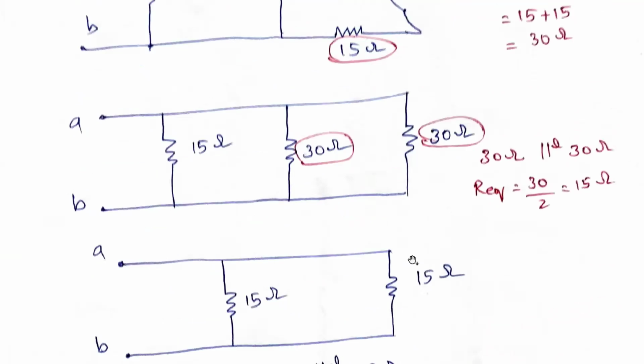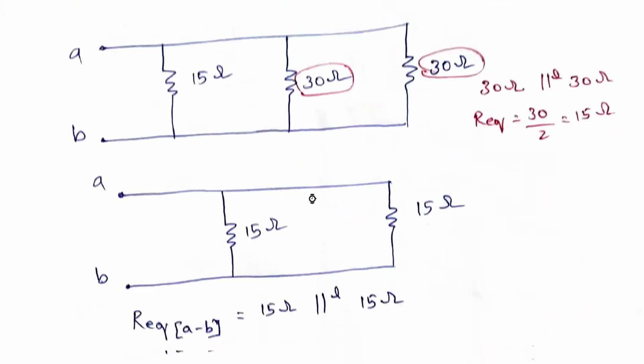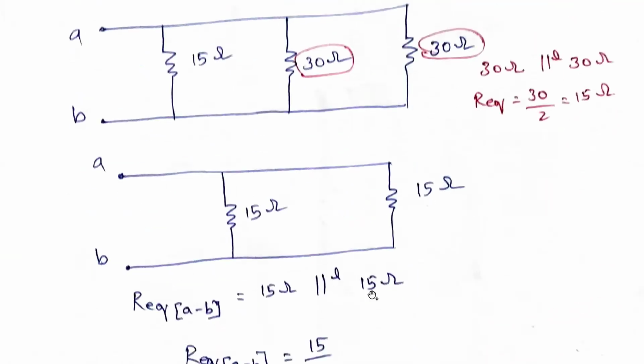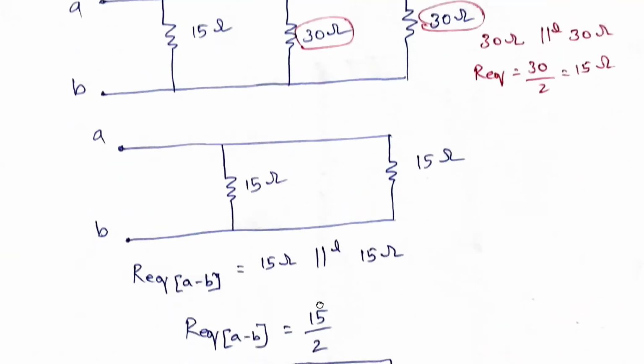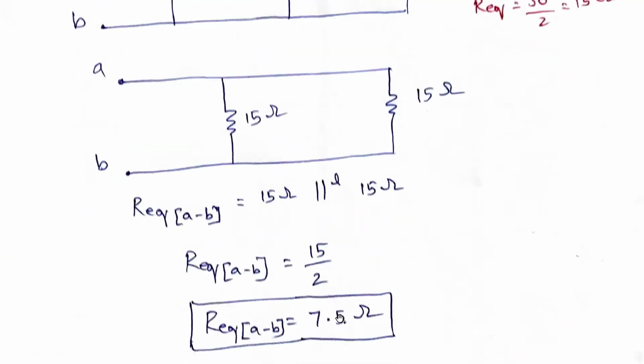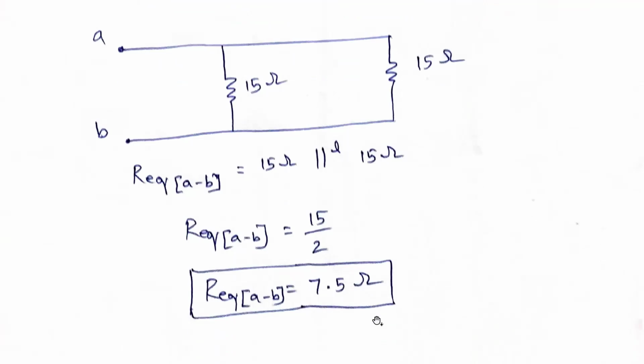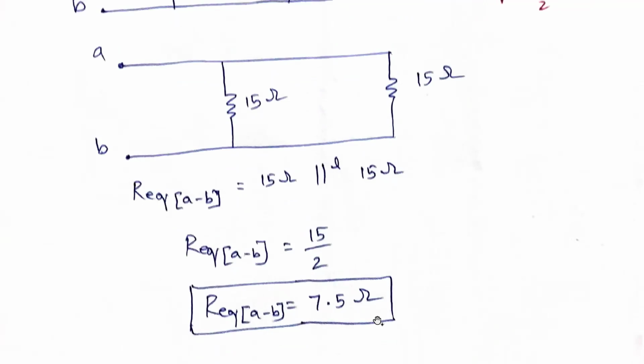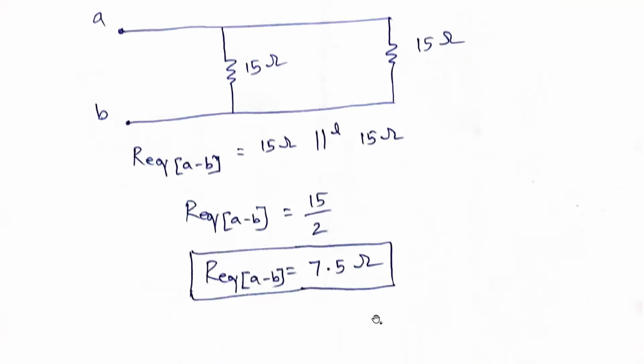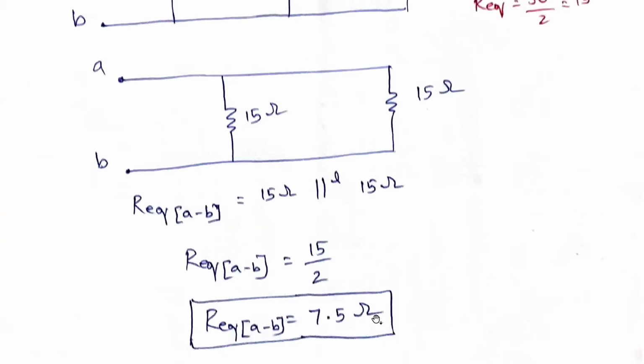So again 15 and 15 are in parallel. If both resistances, the same resistance, are in parallel, just divide by 2. So 15 divided by 2 is 7.5. So R equivalent across this A and B point is 7.5 ohms. Very simple problem. Sometimes they may ask it as a 10 mark question, and sometimes as a 5 mark question also. Easily you will get marks.